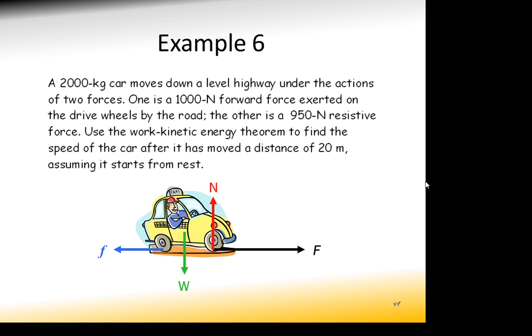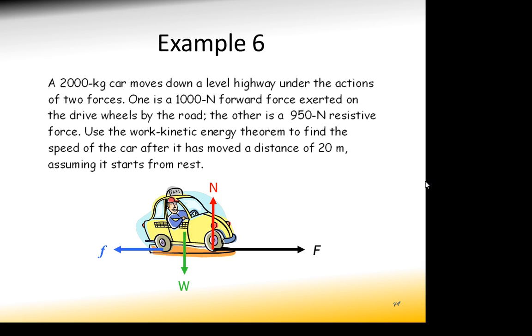Alright, anyway. Sorry to spoil all your future movies. This is another example. Right here, you have a car, 2,000 kg, moving down a level highway. It has two forces, right? Actually, there are 4, but the N and W we don't really care about because they are vertical.